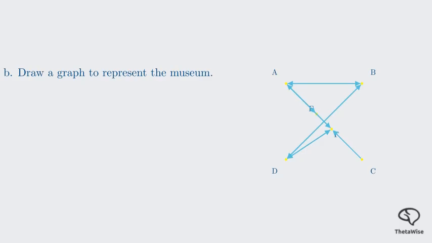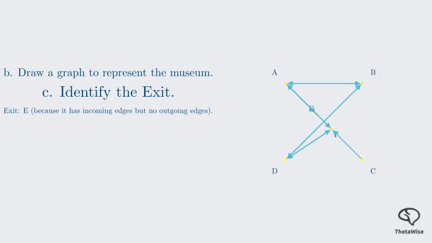Notice the structure of the graph. Node E has no outgoing edges. This is a crucial observation for the next part. Next, we need to assign roles to the nodes: entrance, shop, and exit. For the exit, we should look for a node that has paths leading into it, but no paths leading out. This makes sense for an exit. In our graph, only node E fits this description. There are arrows pointing to E, but none originate from it. So we identify node E as the exit.